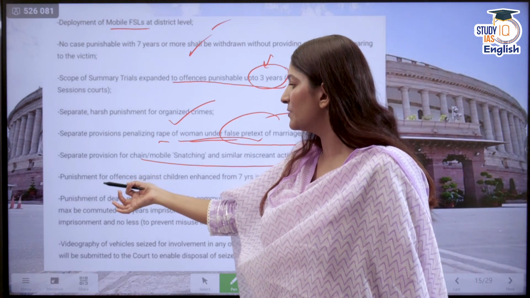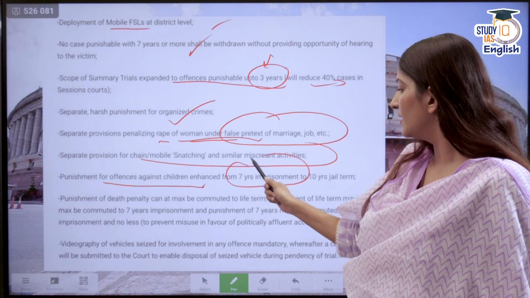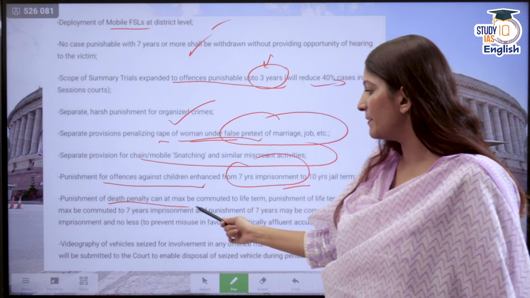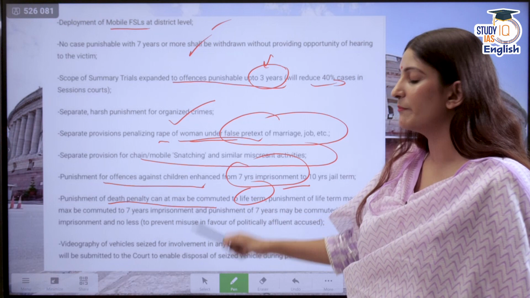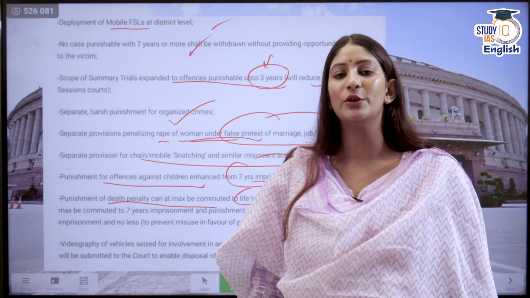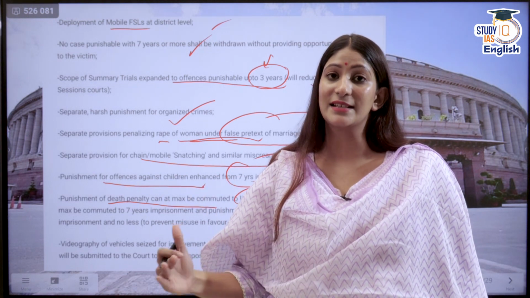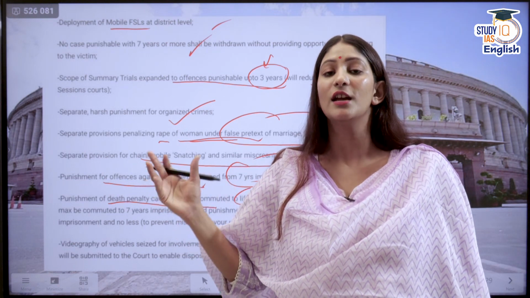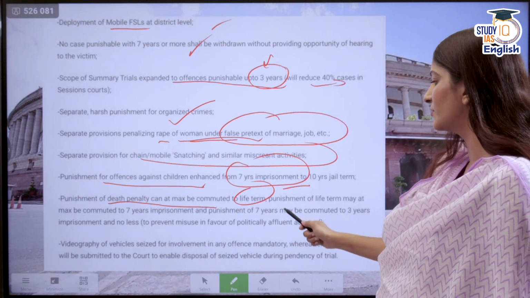This is punishment for offences against children. It has been enhanced from earlier 7 years imprisonment to up to 10 years. Then punishment of death penalty can be commuted or reduced to a life term. If somebody has been given the death penalty, it's not like they will now be commuted to a jail term of 1 year. No, because the government has to break the political nexus between the criminals and the politicians, and the politicians have used the laws in order to show that they are beneficial for these criminals. That is what the government is trying to do.